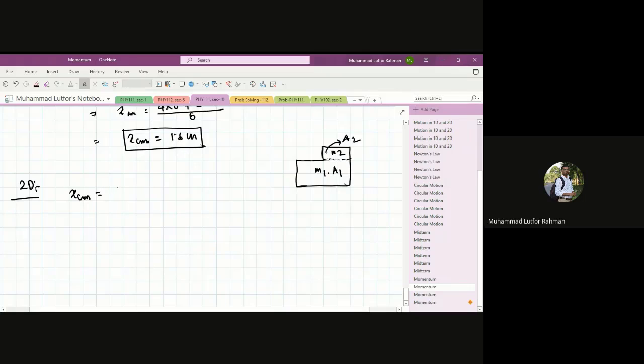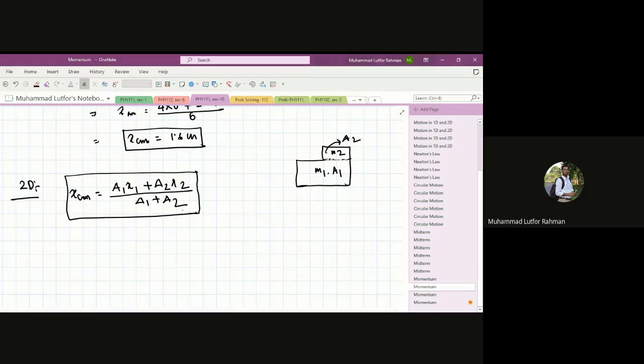It would be A1 X1 plus A2 X2 divided by A1 plus A2. This is actually the formula. How it becomes this, I'm going to show you.